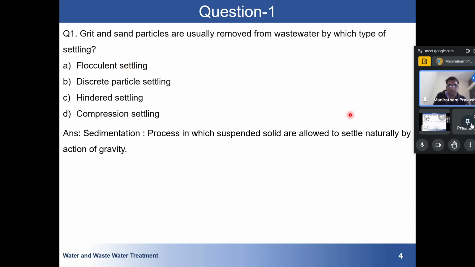Hello Prashant, welcome to the online discussion. I have already started. This is the first question from Big Four. So the first question is this thing.